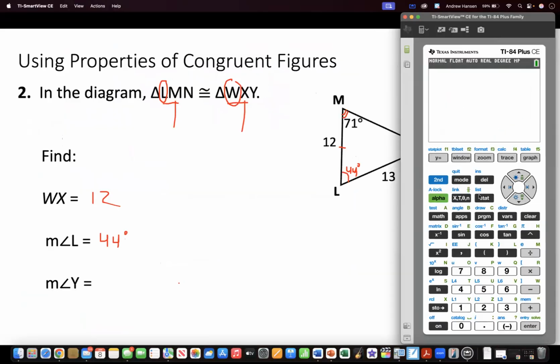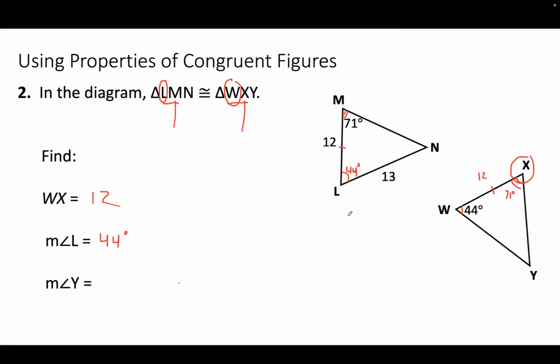Okay, so if I pull up my calculator here, I can do 180 minus the 71 minus the 44. Okay, so it looks like we have 65. So that means this angle would also have to be 65. So if I have 71 and 44, the missing angle would have to be 65. So those are both going to be 65 degrees.